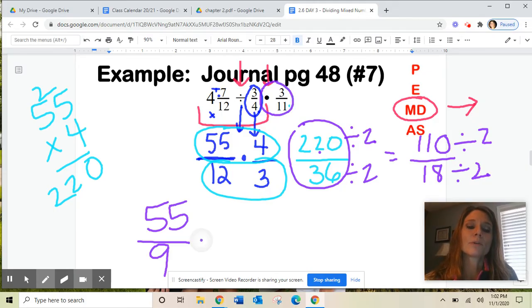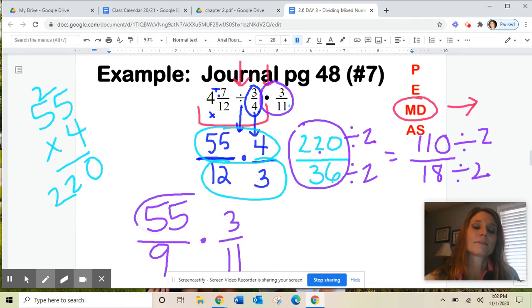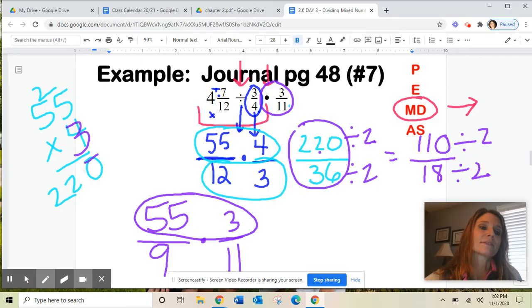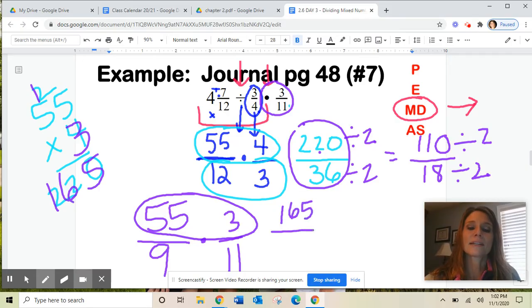I'm going to multiply my original answer by the 3/11ths fraction as my second operation. So I'm going to multiply these numerators together. 55 times 3 instead gives me a 165. And 9 times 11 gives me a 99. So now that I have an improper answer and I'm all done with the actual math problem, I have to simplify. It's not a choice.